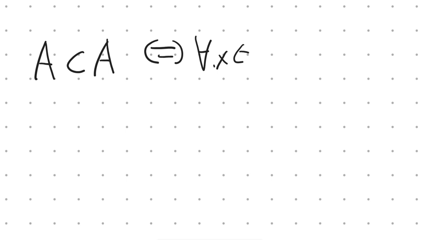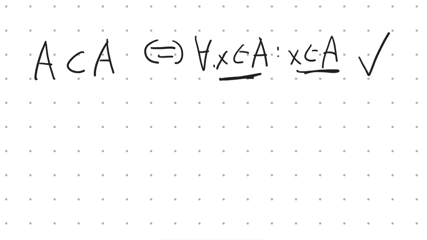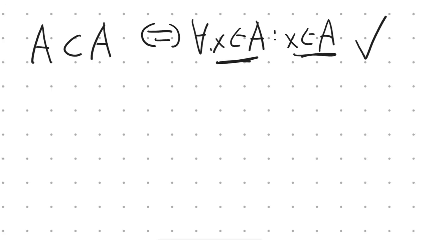So the first one is also called reflexivity. So if we have a set A, which is a subset of A, it will mean that for all x which is in A, that x is in A. Okay. So you see, if x is in A, x is in A. So this is obviously true. So this is a true statement. So we can say we have shown that A is a subset of A.